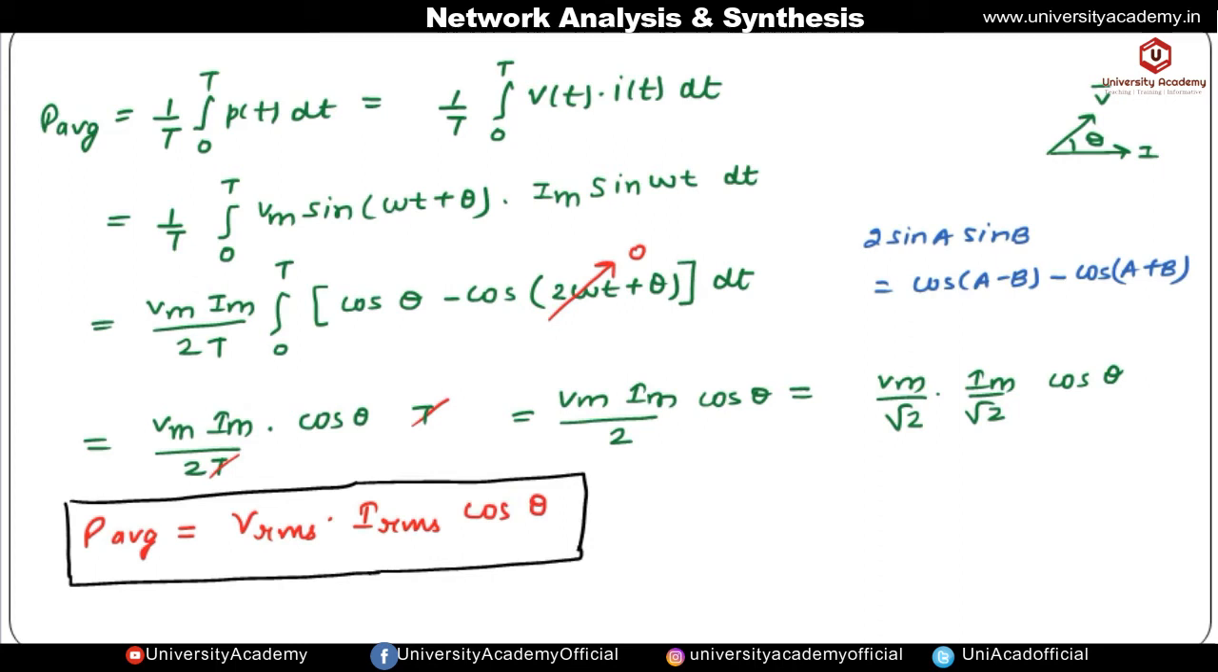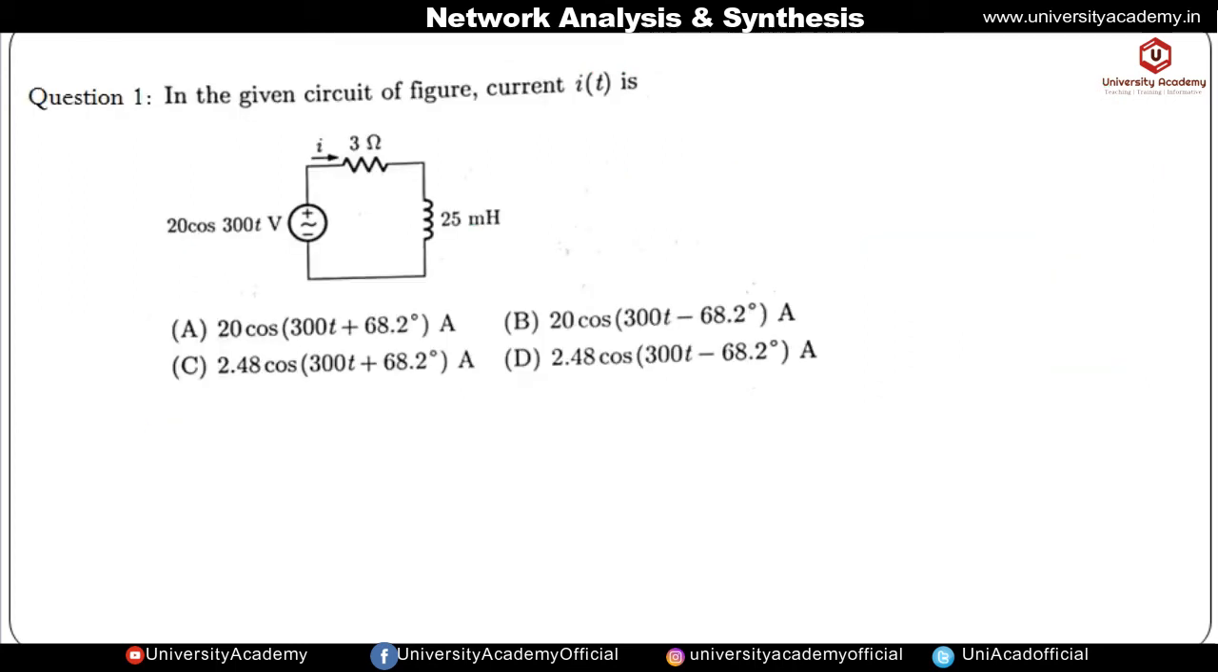Now let us see a question. The question is: in the given circuit of the figure, the current I of t is, so we have to find this current. This current I of t is given by voltage V of t divided by impedance, because here an AC source is connected, that is why we have to calculate the impedance. This is a series RL circuit, so its impedance will be given by R plus j into XL. Resistance value is 3 ohm.